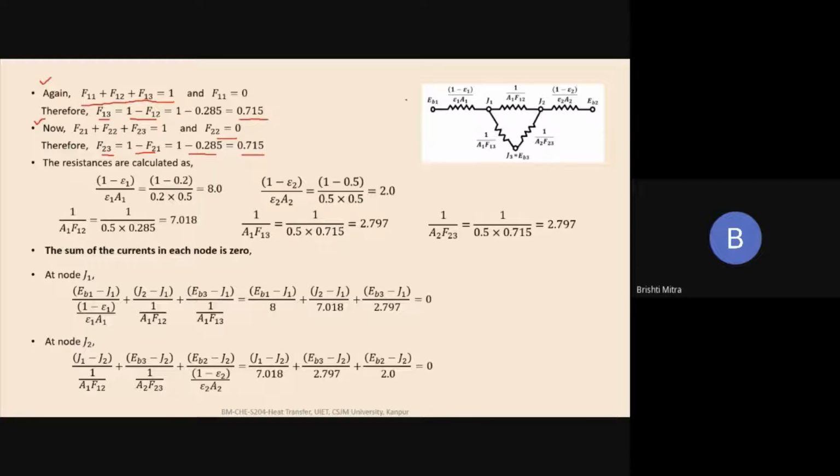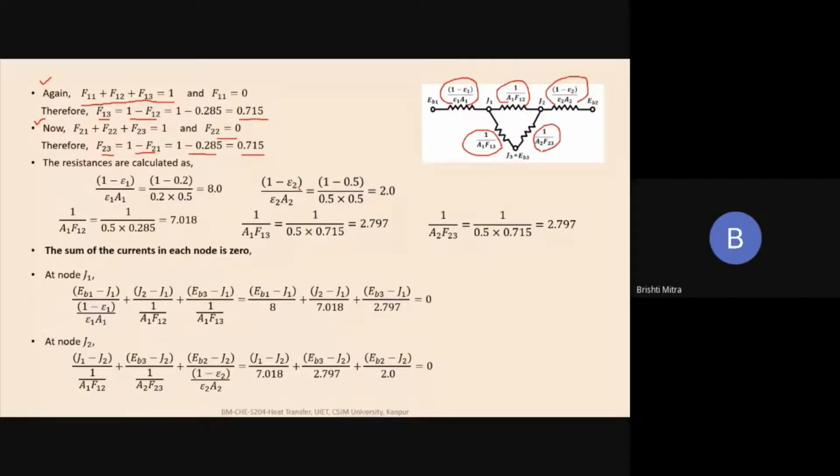Now that we know these values, we can find out these different resistances. So how many resistances are we talking about? This is one resistance. This one is another resistance. This is the third resistance. This is the fourth resistance. And this is the fifth resistance. So we can find out each of these values. So 1 minus epsilon 1 divided by epsilon 1 A1. We know the values of each one of them. We can find out that the value comes out to be 8.